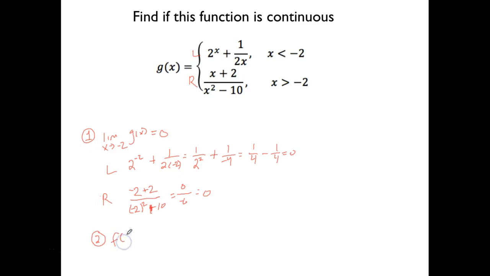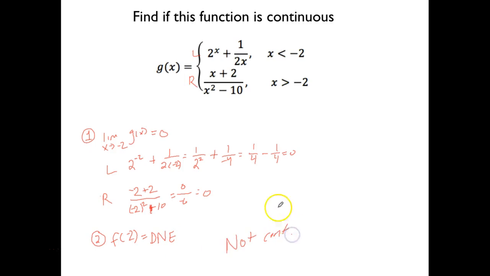Okay, check number 2. F of negative 2 equals, okay. Well, we don't have an equal sign on either one of these. So that means that there's no point. It doesn't exist. So therefore it's not continuous.